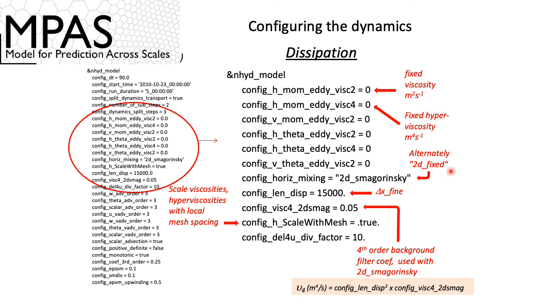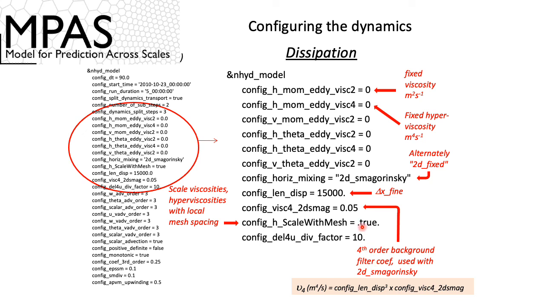If you choose to fix the viscosities, then the values you put into these parameters, these vis2 and vis4 parameters, are the ones that are going to be used for the viscosities in MPAS. These are physical viscosities, so they have units of meters squared per second or meters to the fourth per second in terms of the fourth order hyperviscosity. So you can specify those, and they will be held fixed throughout the whole mesh.